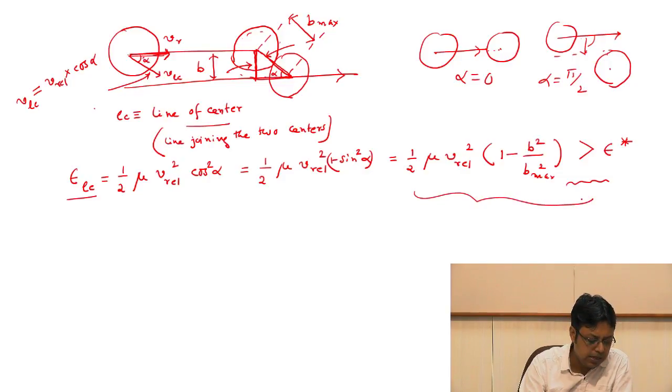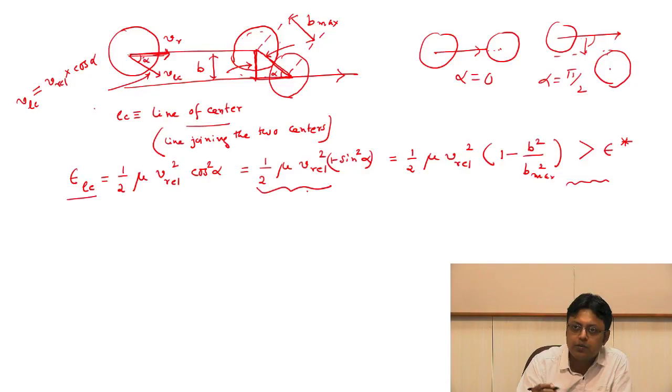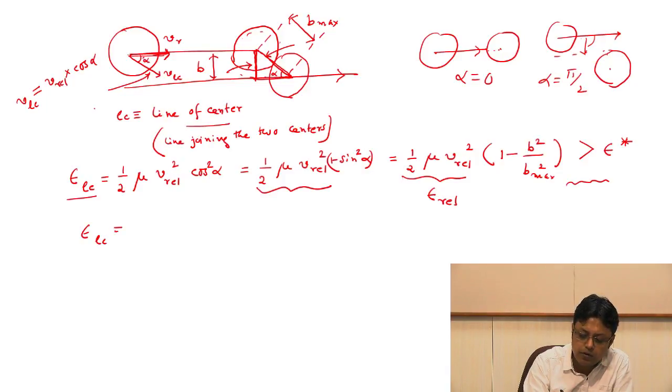So this part basically tells that I have half mu v relative squared, and this also has the dimension of energy, because half mv squared is kinetic energy. So instead of half mu v relative squared, we could write that it is basically the relative kinetic energy. So what we got is that the energy transferred along the line of centers should be 1 minus b squared by b max squared, and that should be greater than epsilon star.